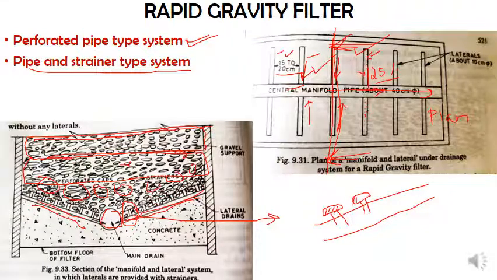These small strainers collect the filtered water from the filtering media. Once the water enters here, through the lateral it enters the main chamber or main line, and from there it is taken out. This is how the pipe and strainer system works.